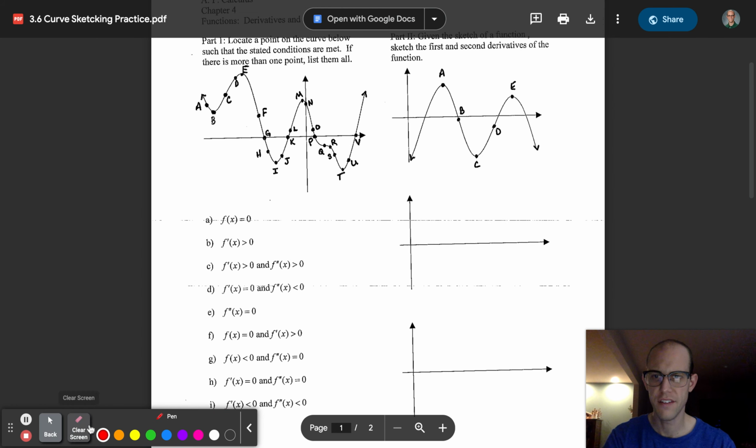So lots of points on this graph. First, I want to find when f of x equals 0. That occurs here at G, K, P, and V.